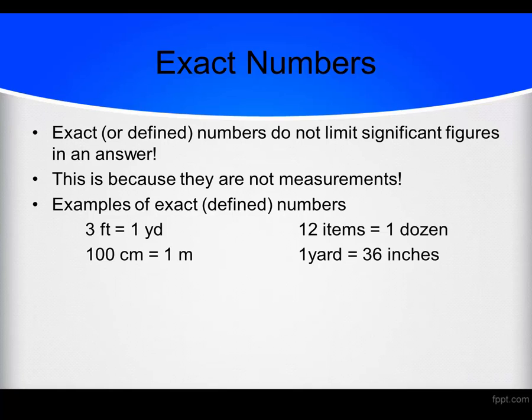100 centimeters is 1 meter. That's a definition. So again, they're both going to have an infinite number of sig figs when we use them. That's going to come in important when we do unit conversions. 12 items is a dozen. Again, that's a defined value. So we're going to have an infinite number of sig figs in both 12 items and 1 dozen. Could I come up with more of those? We can come up with lots of them. If they're paired together, then there's going to be an infinite number, right? If it's not, then we'd assume it's a measurement.